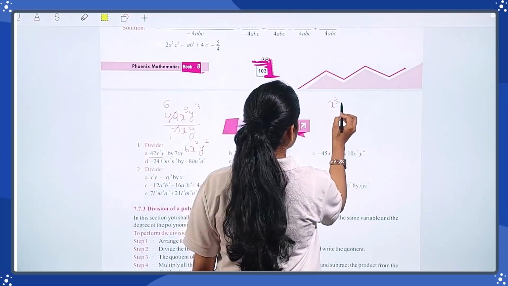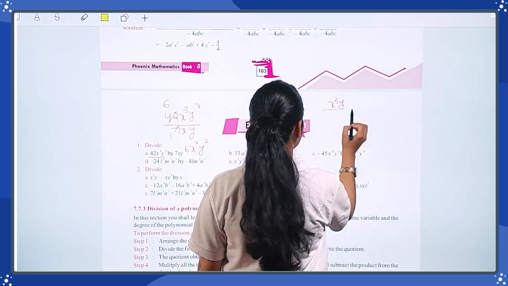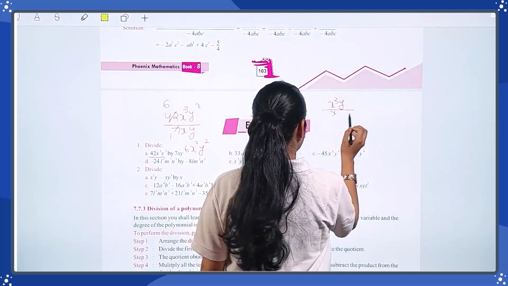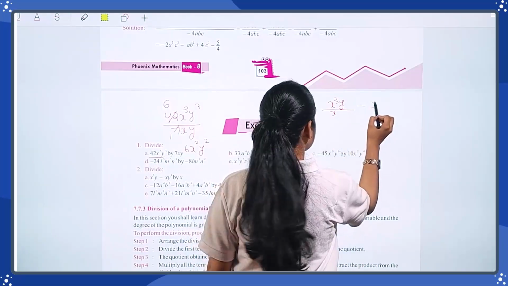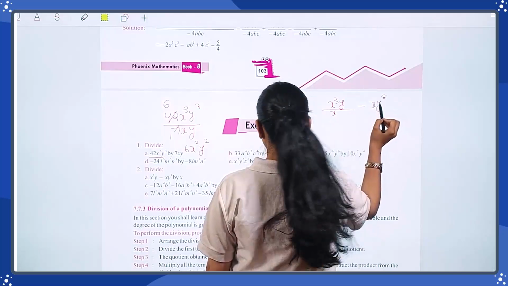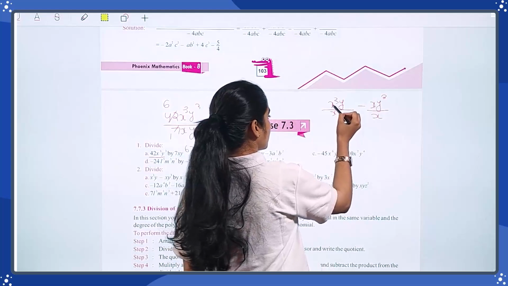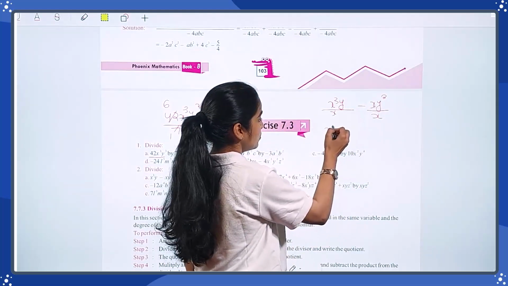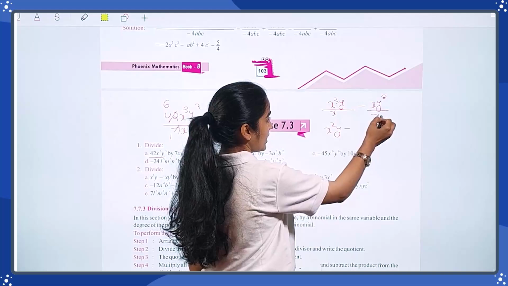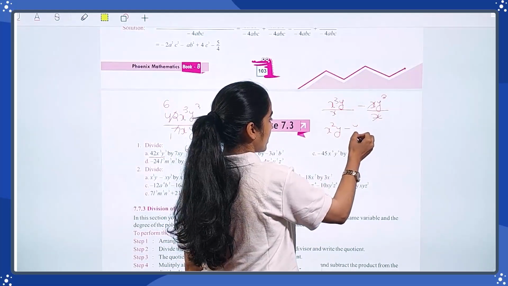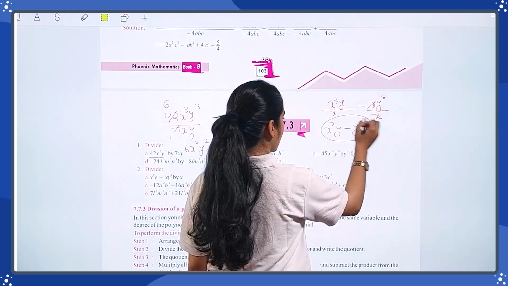x cube y divided by x minus x y cube divided by x. Cancel x cube with x, leaving x squared y. x is cancelled out with x, so y cube. This is your final answer.